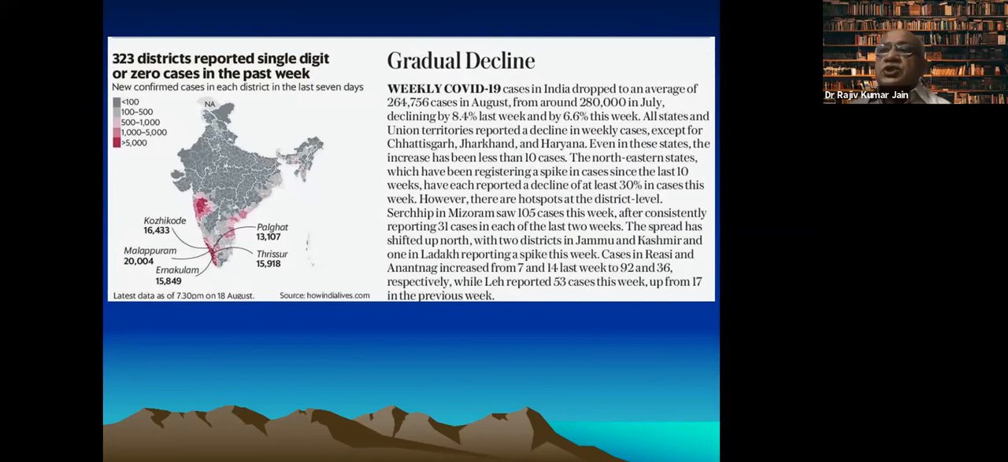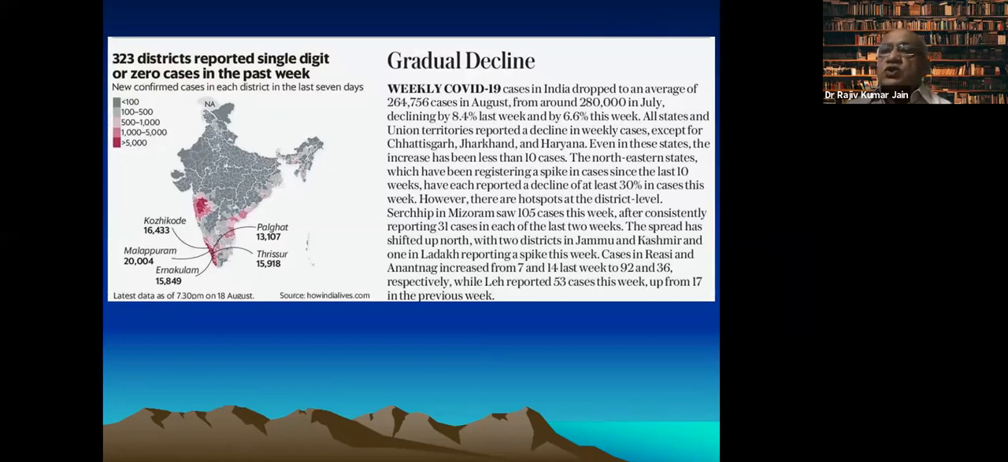All states and union territories reported a decline in weekly cases except for Chhattisgarh, Jharkhand, and Haryana. Even in these states, the increase has been less than 10 cases. The northeastern states, which have been registering a spike in cases for the last 10 weeks, have each reported a decline of at least 30% in cases this week.